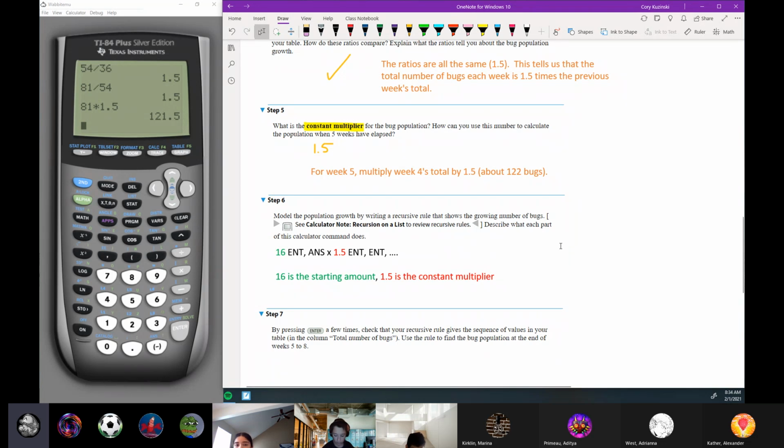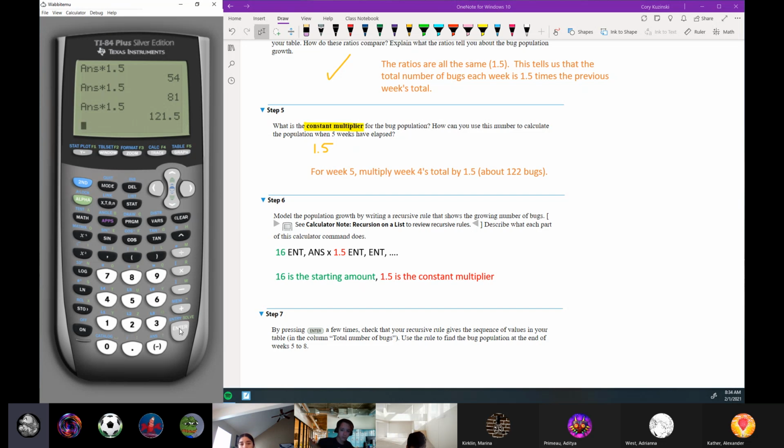16 is the starting amount, and 1.5 is the constant multiplier. So if we just hit 16, enter, times 1.5, and then keep hitting enter, we'll keep getting the bug population in those successive weeks. And there's week 5, 121.5, okay?